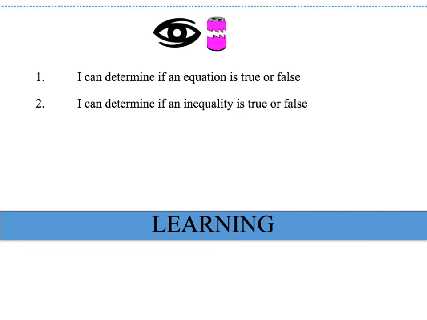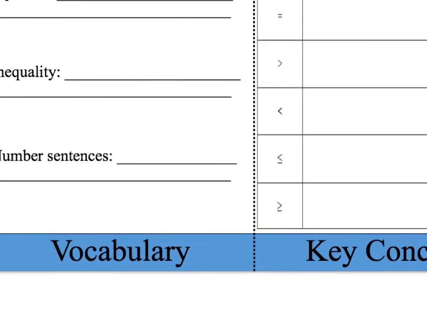This lesson has two learning objectives. The first one says I can determine if an equation is true or false. And the second one says I can determine if an inequality is true or false. So let's go ahead and talk about some of the vocabulary.